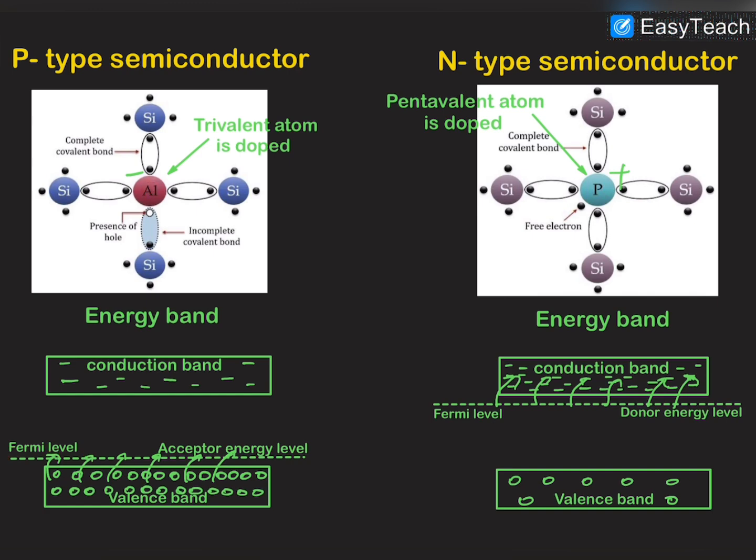Now in N type semiconductors, you can see that silicon is being doped with group 15 elements like phosphorus, and as you know, in a phosphorus atom there are 5 electrons in the outermost shell. So 4 electrons form covalent bonds with the surrounding silicon, and 1 electron is free to move here and there. Therefore phosphorus donates an electron to the crystal, and this free electron is represented in the conduction band, while the holes are represented in the valence band.